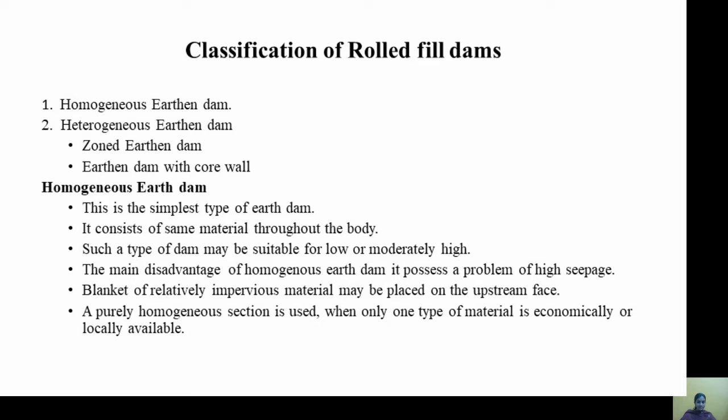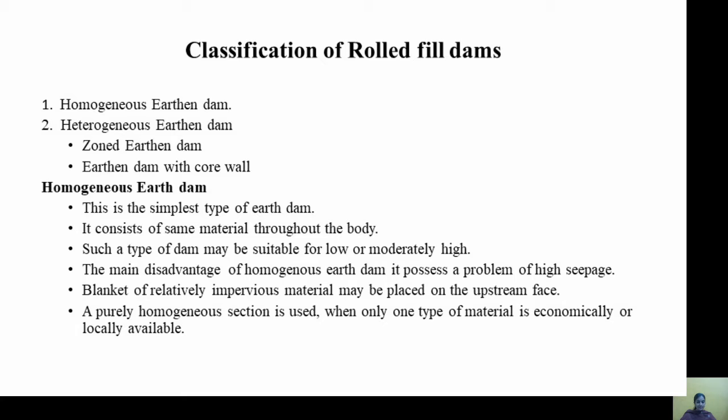The first type is homogeneous earthen dam. This is the simplest type of earthen dam. It consists of the same material throughout the body. Such type of dam may be suitable for low or moderate height.